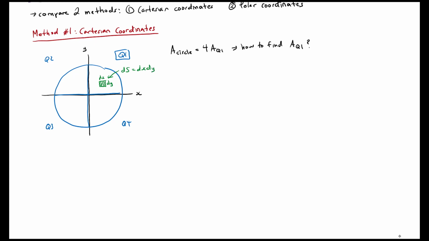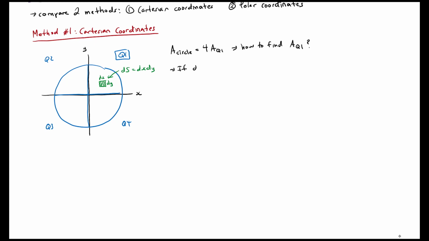So that means there's a tiny step in the x direction and a tiny step in the y direction. The smaller the step, the better the approximation we have. And we just add up all of these tiny little areas to get the total area of Q1, and then multiply by 4 to get the total area of the circle. So now that we know ds is equal to dx times dy, we should probably figure out some boundaries.